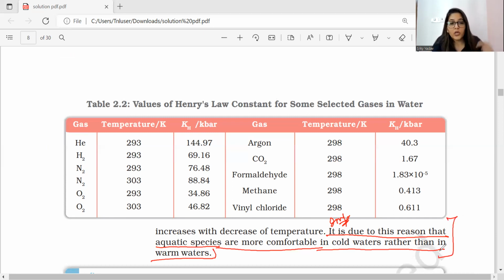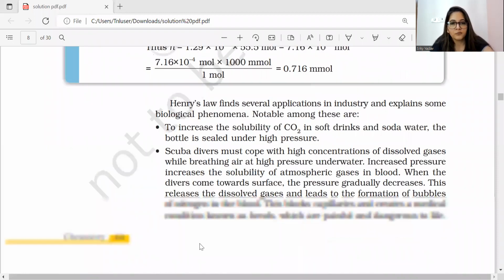We are talking about the water, the fishes, the aquatic life, aquatic species, and there also our Henry law is applied, right? That means science is everywhere and we should be very good in observing things, and we should then apply our concept of chemistry or maybe physics to those natural phenomena, whatever is happening there, right? So I hope that's clear to everyone.